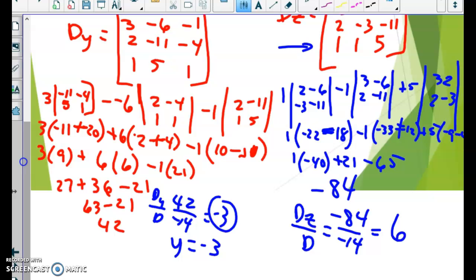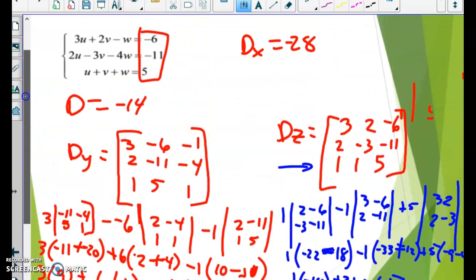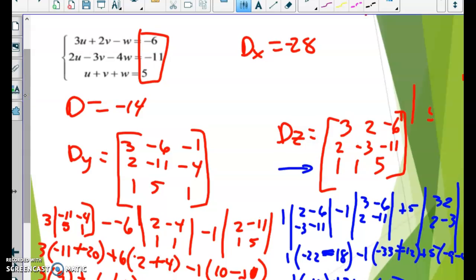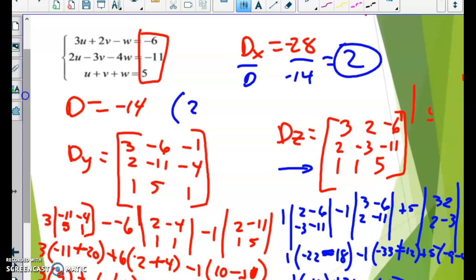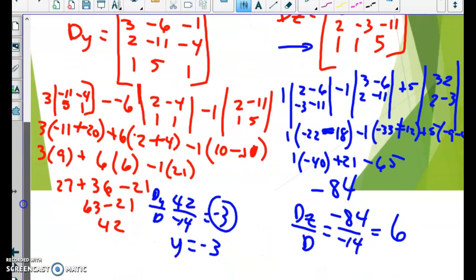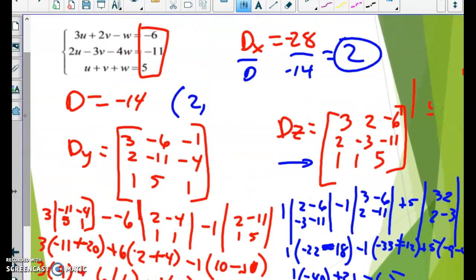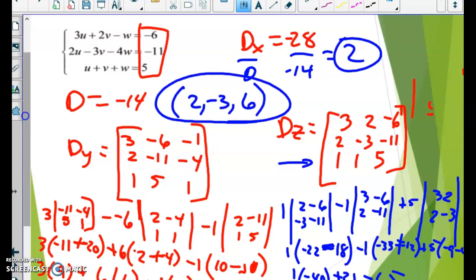So we found all of our values. We know that D of X divided by D gave us 2. So we have an X value of 2, a Y value of negative 3, and a Z value of 6. So our point of intersection of the three lines is at 2, negative 3, 6.